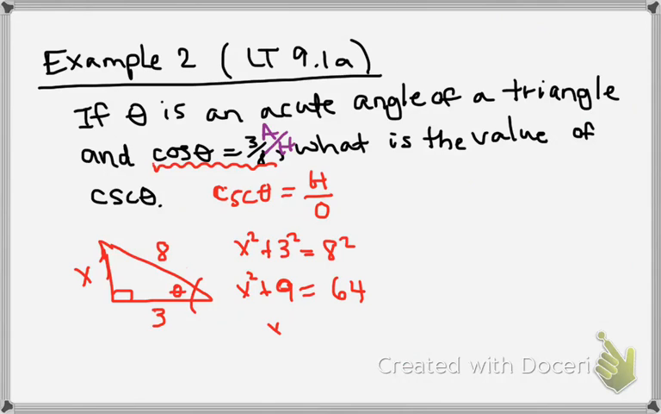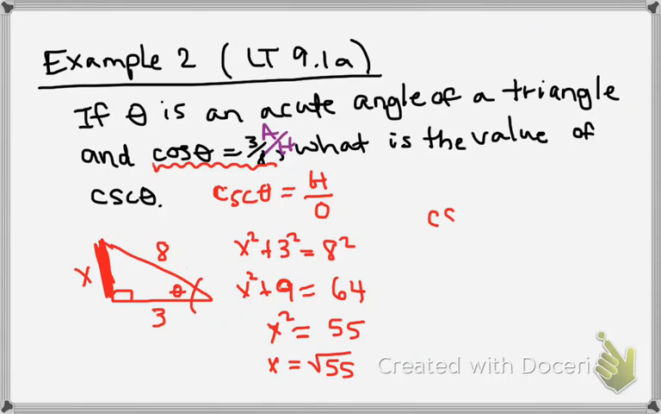So solve for x squared. So x squared equals, subtract that 9 over, so x squared equals 55. And then we take the square root, so x is equal to the square root of 55. And that unfortunately doesn't break down, so we leave it as the square root of 55. So now remember, that is what x represents. So this side of the triangle, which is the opposite side of the angle we've got.